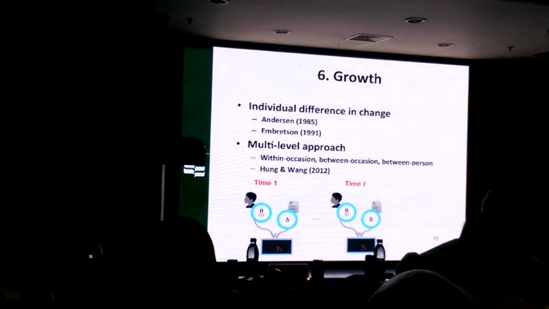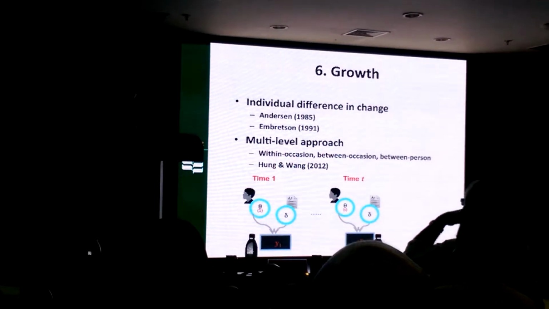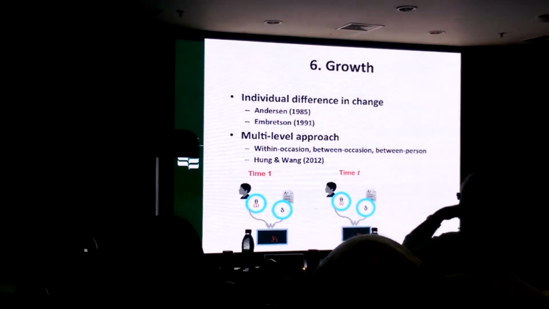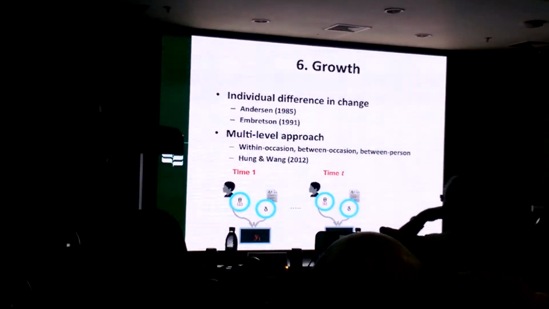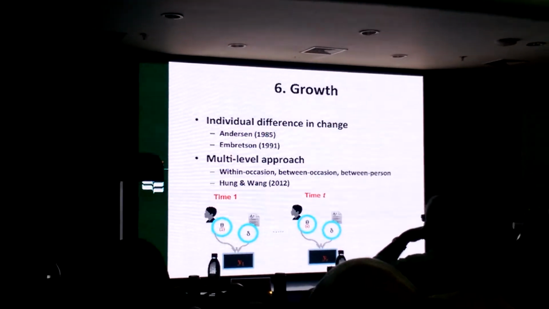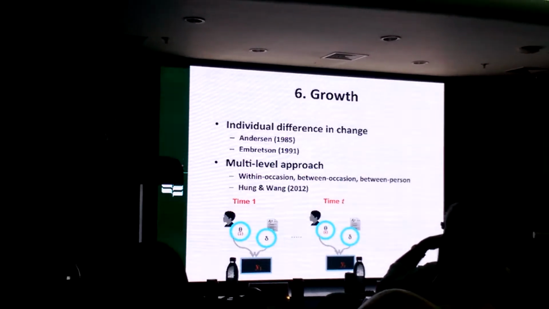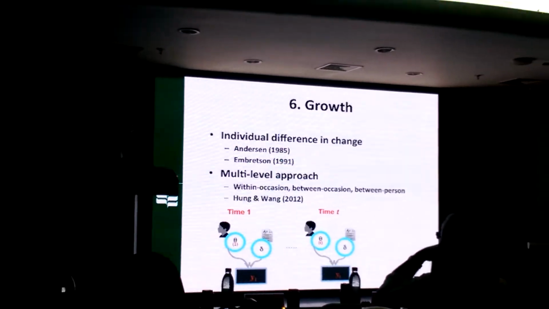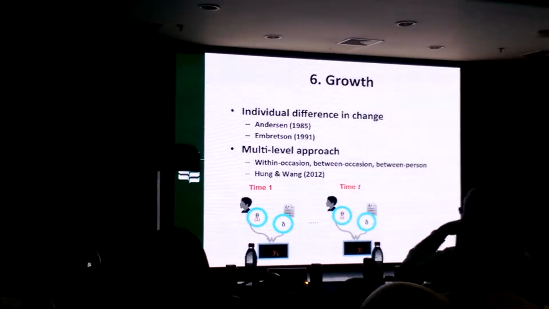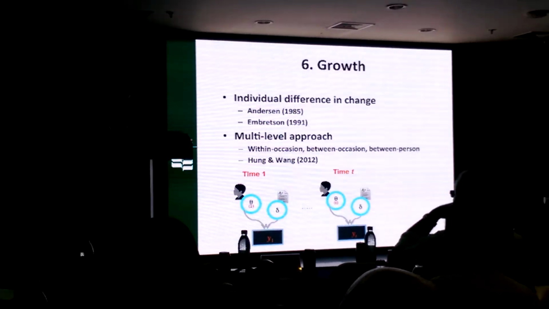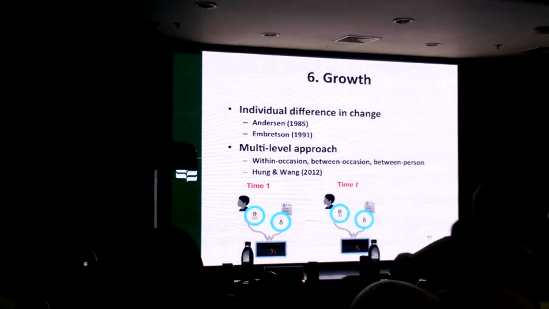So my colleague Huang and I invented another approach to measure growth. We call it a multi-level approach. In this model, we have 3 levels of data. We have within occasions, with time 1, time 2, time 3, this is the level 1 data. And level 2 data is between occasions, between time points. And then the level 3 data is between persons. So we can call it a multi-level data approach.